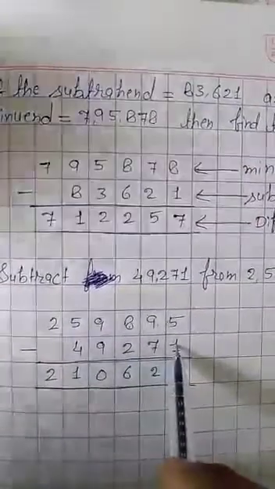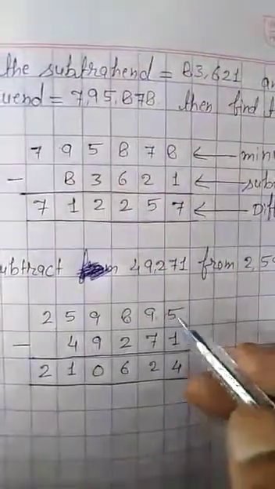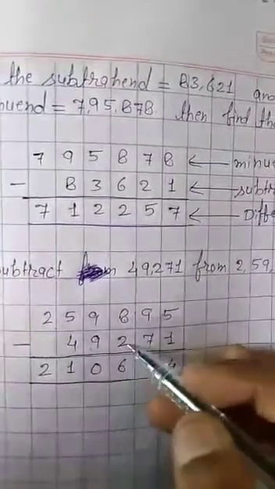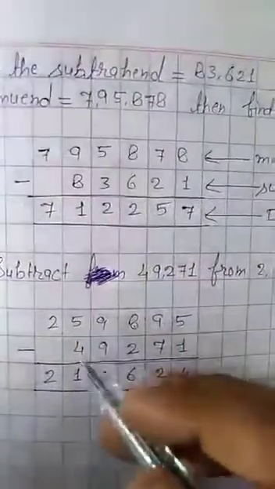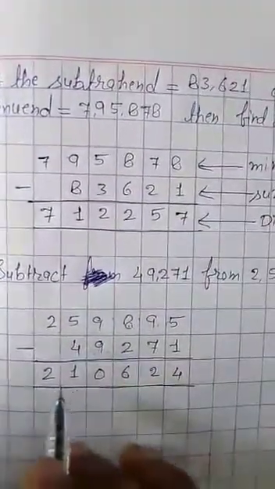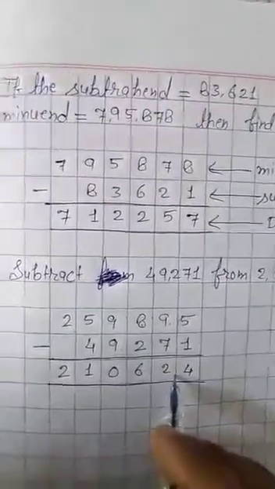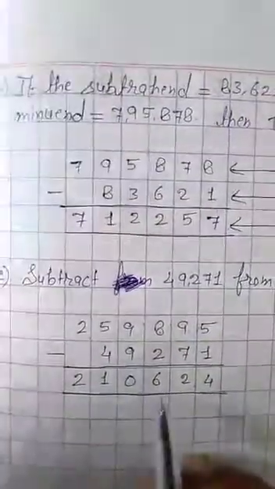Then we will subtract 49,271. So the difference will be, we will subtract from here: 5 minus 1 is equal to 4, 9 minus 7 is equal to 2, 8 minus 2 is equal to 6, 9 minus 9 is equal to 0, 5 minus 4 is equal to 1, and 2. So the answer will be 2,10,624. So exercise 5 is complete.